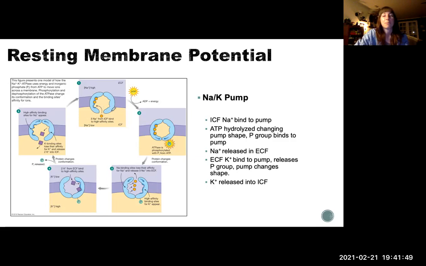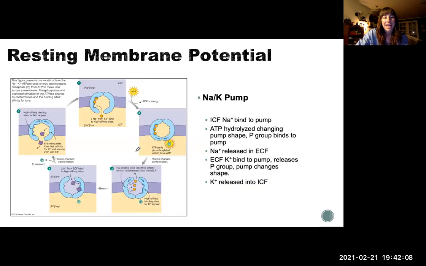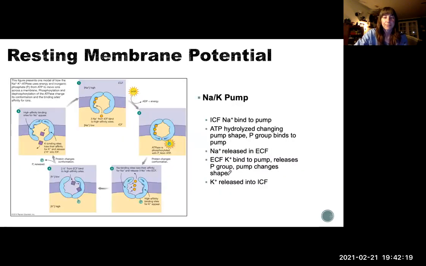That is, it's a pump. So it's going to be changing shape to move a substance, a solute, from one side of the membrane to the other side of the membrane. And what a sodium-potassium pump does specifically is it pumps sodium out of the cell, so that is all on the outside, and it pumps potassium in, so that potassium is on the inside, along with these negative anions that are pumped in by other means, okay?